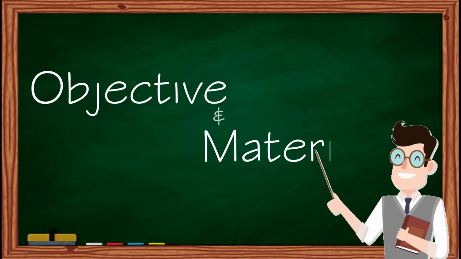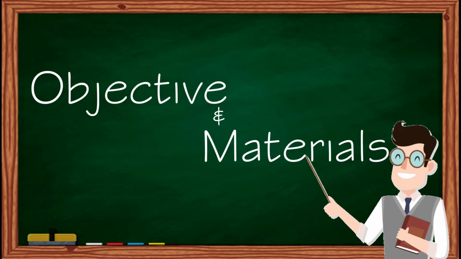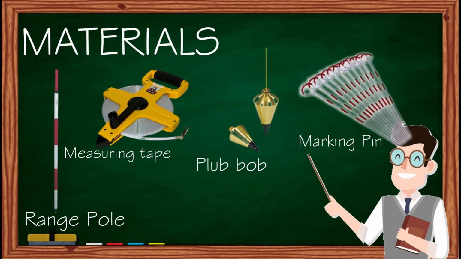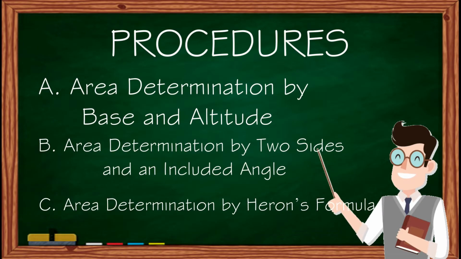First, let's determine the objective and the materials to be used for this exercise. The procedures for this exercise contain 3 methods that can be used to determine the area of a polygonal field. Let's discuss them one by one.